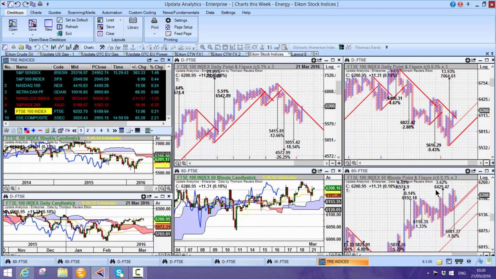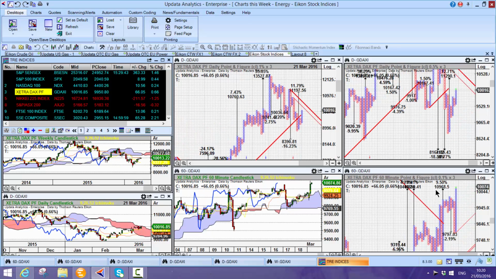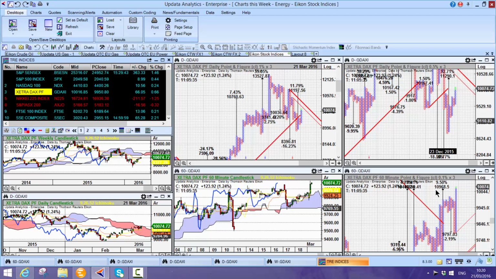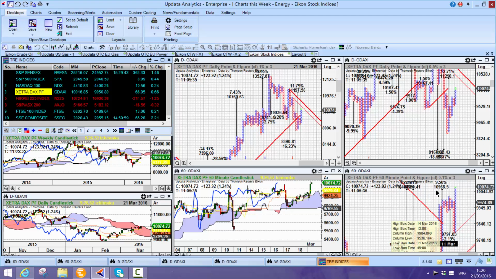If we look at the DAX, it is still bearish on the weekly, bearish on the daily, bullish on the 60-minute chart. A really mixed picture here. Downside target still on the 0.5% chart, which we didn't see on the FTSE chart. And then we've got this upside potential of 9.5%, quite bullish and up quite strongly this morning.